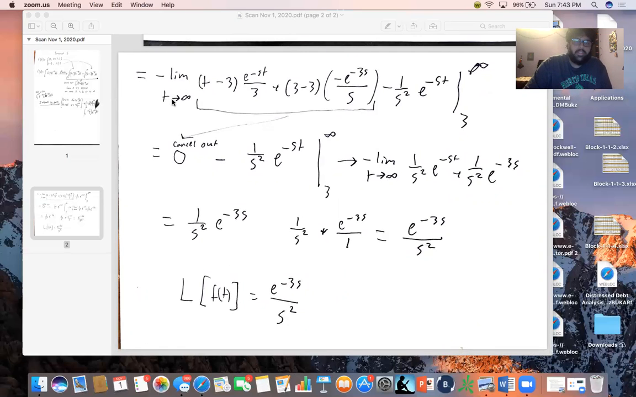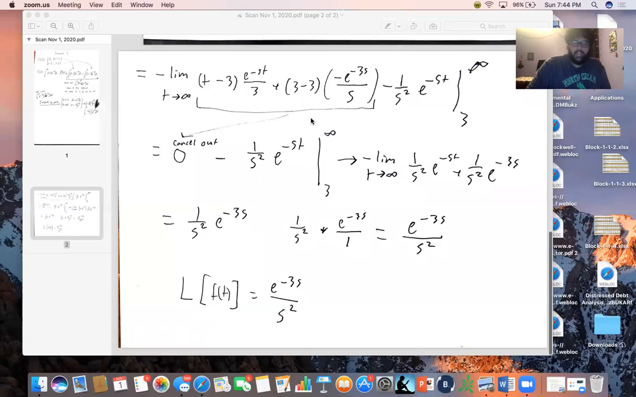When you work it out, the equation looks like this: the limit as t goes to infinity of t minus 3 times e to the negative st over s, plus 3 minus 3 times e to the negative 3s over s, minus 1 over s squared e to the negative st, from 3 to infinity. All of this represents your transformation from 3 to infinity, because remember, we got rid of 0 to 3 since it equals 0. This is where the transformation is really taking place.